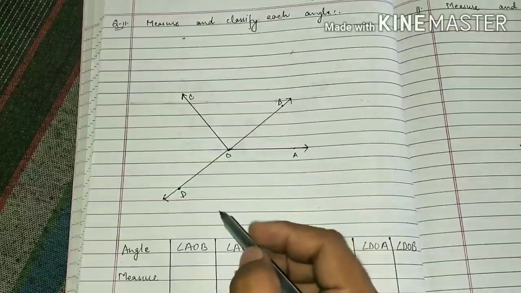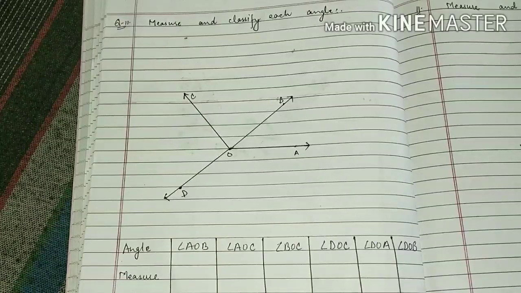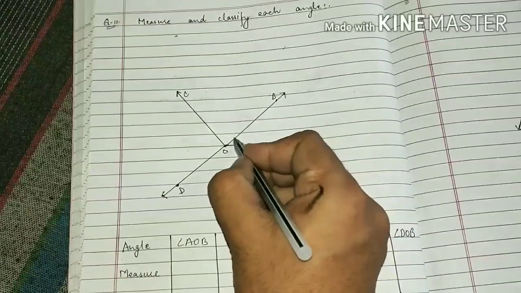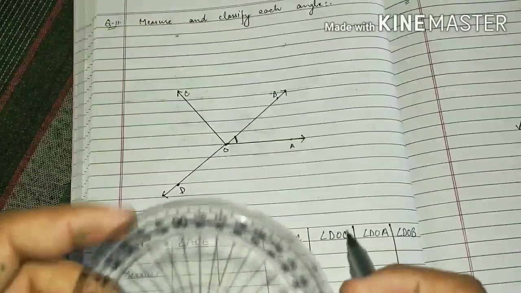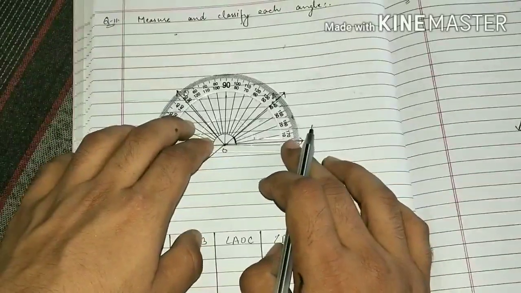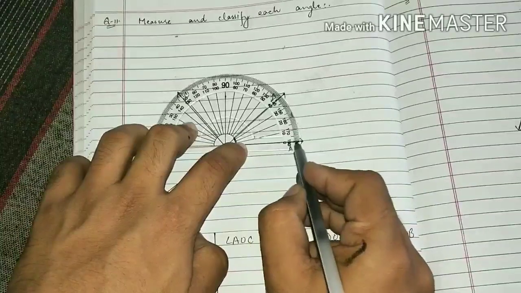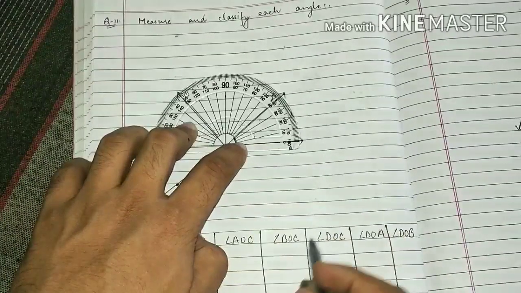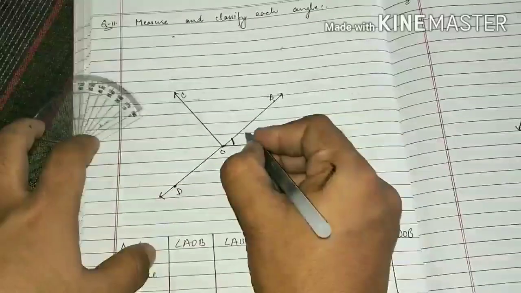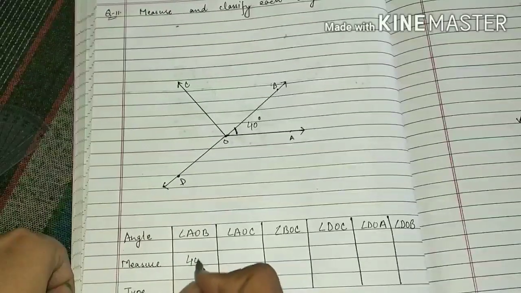There are some angles given. We have to measure these angles and classify. Okay. So first of all, we have to find the angle AOB. Okay, this angle. So what we have to do? First of all, we will keep the middle point of the protractor at the vertex. And after that, we have to see that both the lines, that is 0 degree line and this line, must coincide. Now it is coinciding. Now see the angle. What is the angle here? That is 40 degree. You can write here as angle AOB is 40 degree.